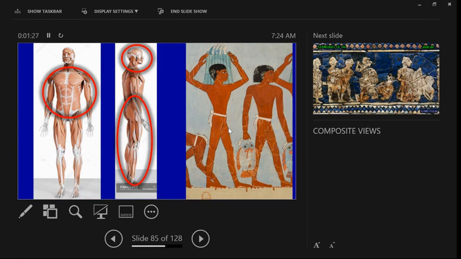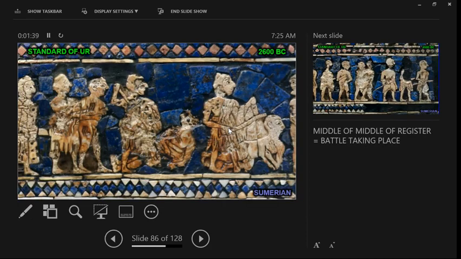So if we look at the chest in profile, and the chest frontal, and the head and the hips to the legs to the feet are all in profile, that's what we've got going on here. We're in the middle register, and in the middle of it there's a battle taking place.